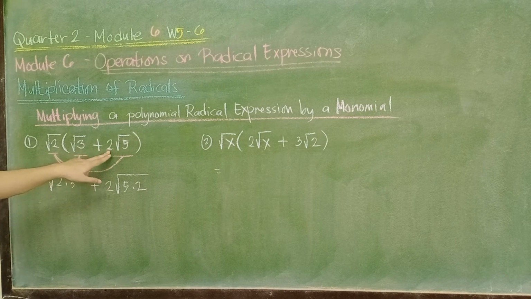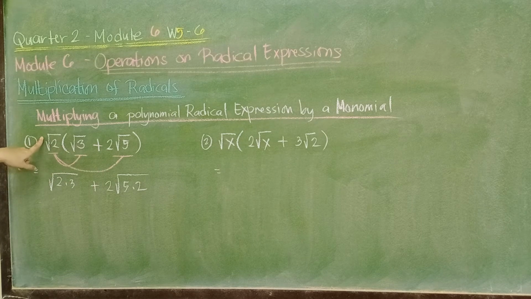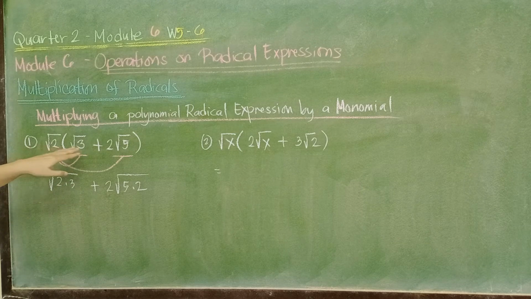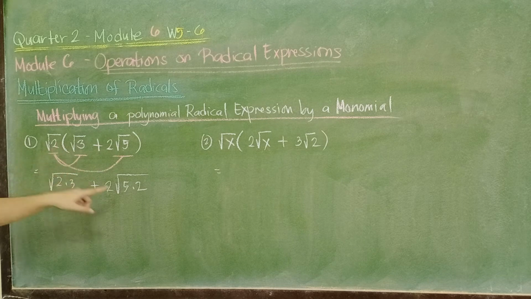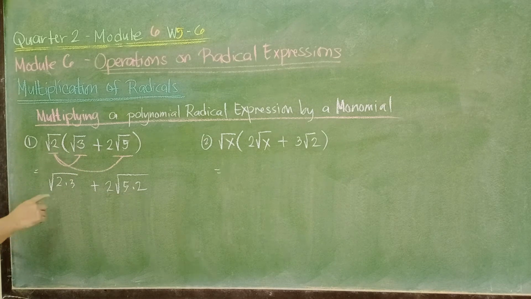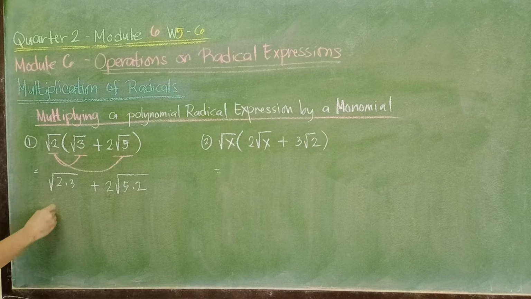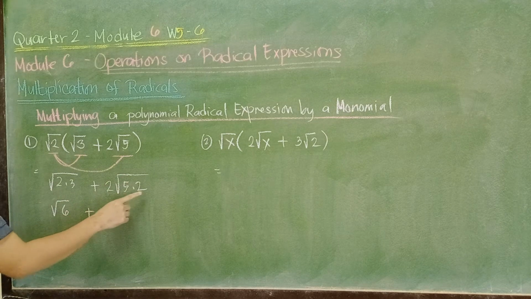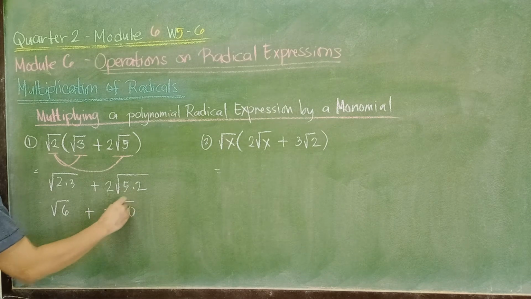Well, actually, minumultiply mo din yung 2 dito sa numerical coefficient ng square root of 2. Yung number dito sa labas, which is 1 kung hindi naka-indicate. Which means, meron pa din 1 dito. So, 1 times 1, this is 1. 1 times 2, that is 2. And then, yung mga radical, 2 times 3, we have 2 times 3. 2 times 5, we have 5 times 2. So, square root of 2 times 3 is square root of 6 plus 2 square root of 5 times 2, that is 2 square root of 10.